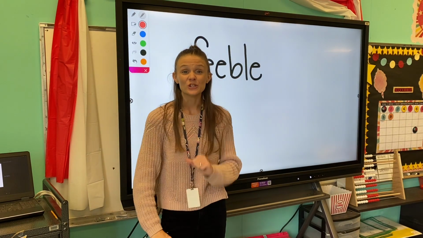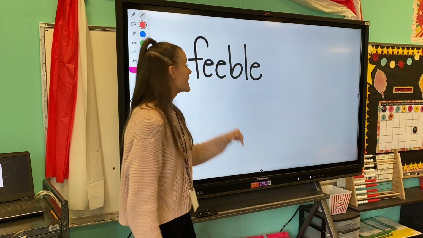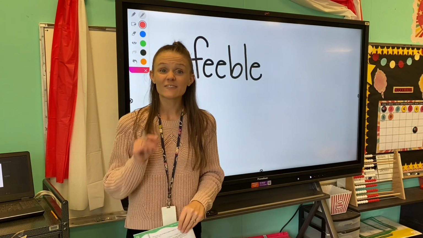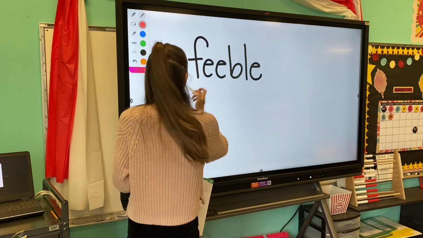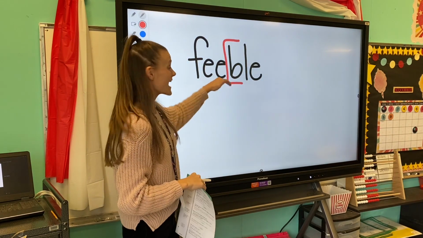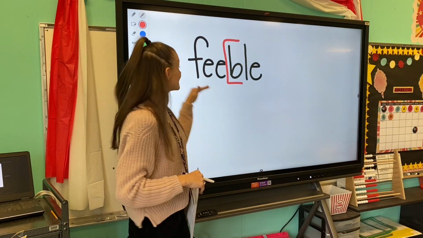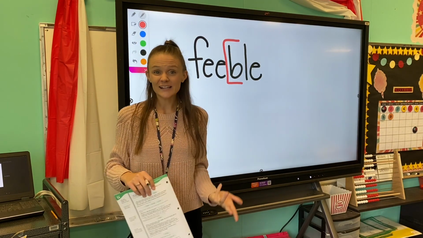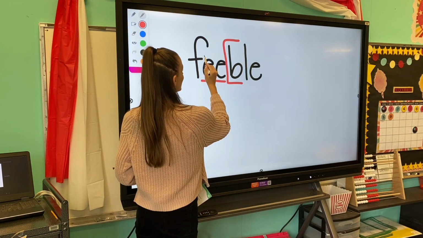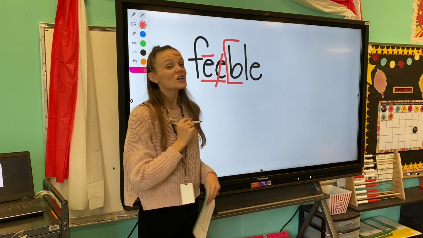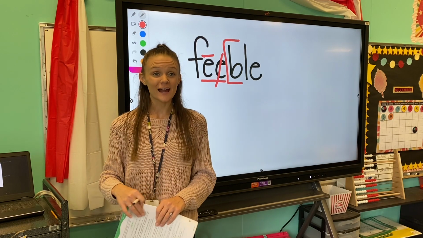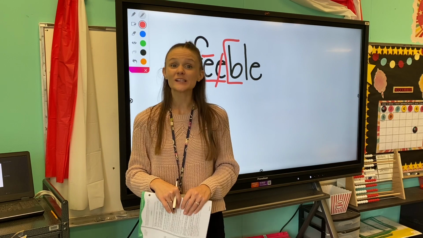So I have written a new word up here on the board. This word is feeble. And just like before, we're going to draw a bracket around our final stable syllable, BLE. Sometimes our first syllable may have a digraph in it, just like this word, feeble, does. So we're just going to code our digraph just like we would always do. We're going to underline it, make the long symbol, and cross out our other vowel. Excellent! So let's jump back into our worksheet and practice writing some words that use this final stable syllable.